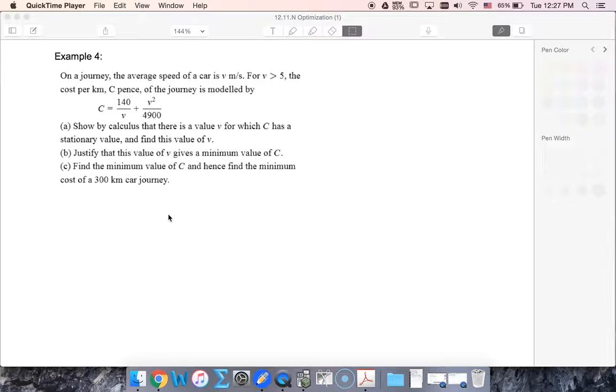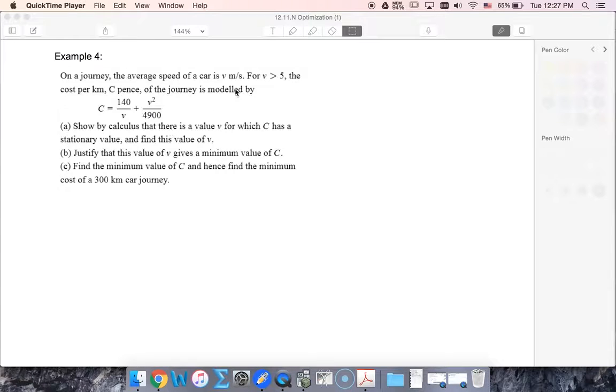Right, now we've got a cost example. We've got a speed of a car in meters per second. For velocity greater than 5, the cost per kilometer is C pence. Pence is like cents, but in the UK, so it's a unit of money. Show by calculus there's a value V for which the cost has a stationary value.